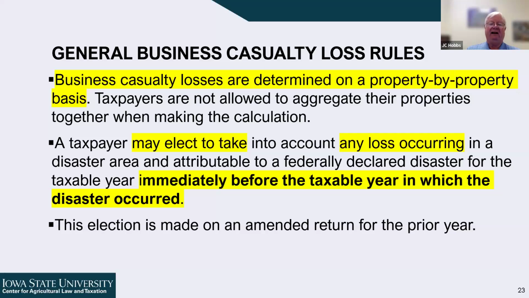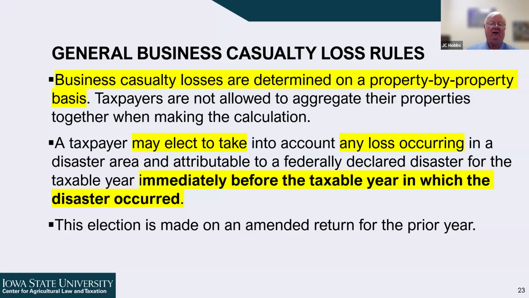So the taxpayer, the farmer, can elect to take into account any loss occurring in a disaster year or disaster area, especially when it's a federally declared disaster. Let's say 2024 is the year that these hurricanes happened. We can elect to take that loss that would be generated on the 2024 return and make an election to carry that back and amend the 2023 tax return. The reason for doing this is to give us some dollars to work with, because we would get a refund on the 2023 return.